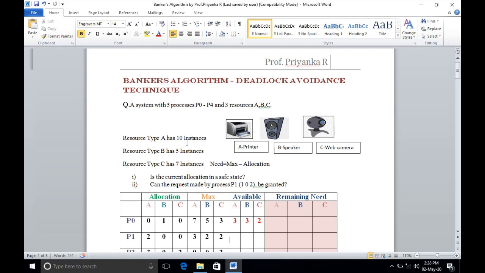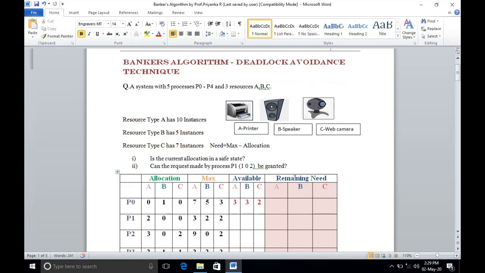Now, is the current allocation in the safe state, and can the request be accepted if the process P1 is requesting 1, 0, 2 resources? That means it is asking for one extra printer, and it is not asking for any speakers. It is asking for two resources of type C, which is a web camera. Can this request be granted or not?